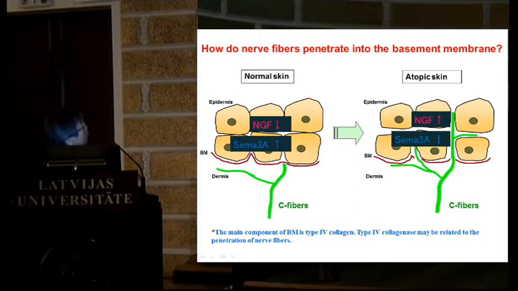Next question is, how do nerve fibers penetrate the basement membrane? In normal healthy skin, nerve fibers terminate around the basement membrane zone. In atopic skin, the nerve fibers penetrate into the epidermis. As you can see, the basement membrane's main component is type 4 collagen. So I think nerve fibers penetrate into the epidermis using type 4 collagenase.